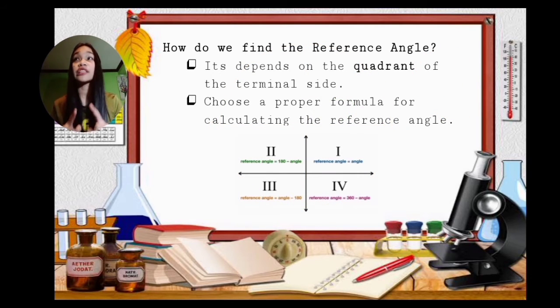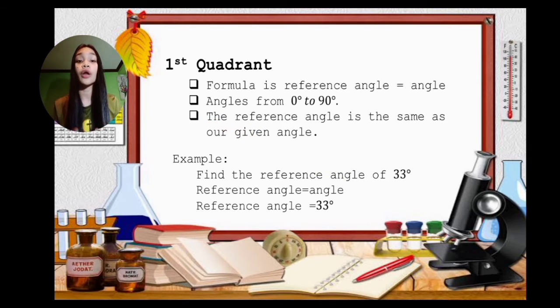How to find the reference angle? To find our reference angle, it depends on the quadrant of the terminal side. We can choose a proper formula for calculating the reference angle. So let's begin with quadrant 1. When the terminal side is in the first quadrant, our formula is reference angle equals angle, for angles from 0 degrees to 90 degrees. The reference angle is the same as our given angle. This makes sense since all the angles in the first quadrant are less than 90 degrees.